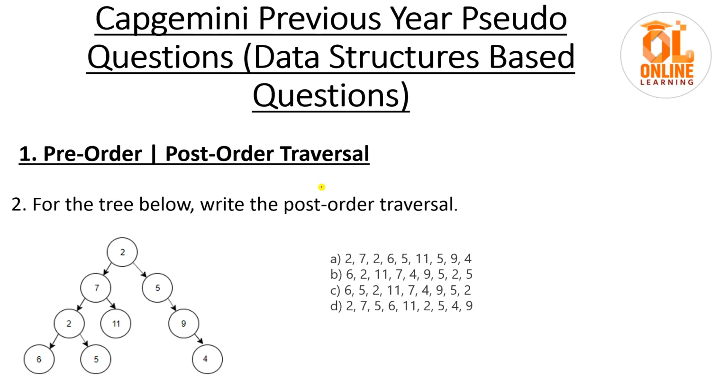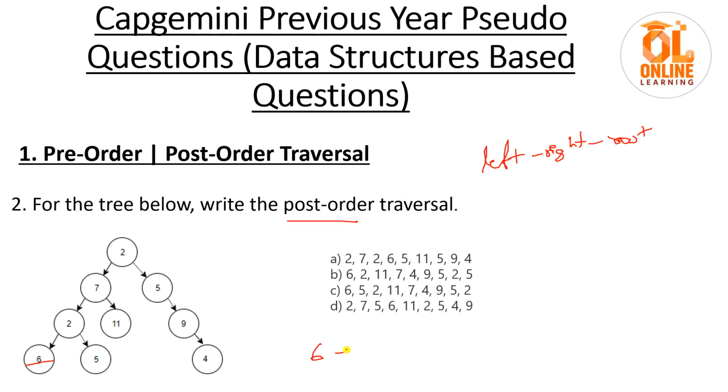For the given tree below, write the post-order traversal. It's the same tree, we just need to write the post-order traversal for this. Post means after left and right, we need to keep the root: left, right, and root. So the complete left for this tree will be 6.